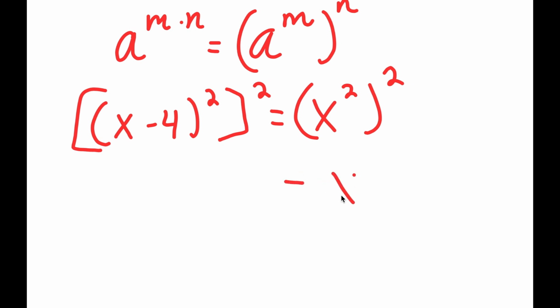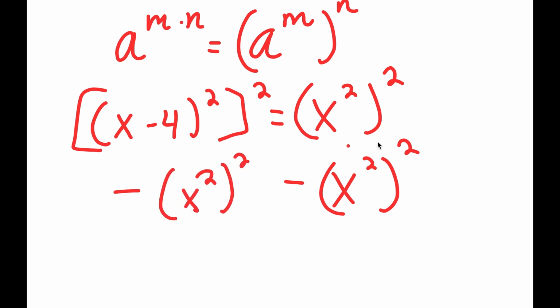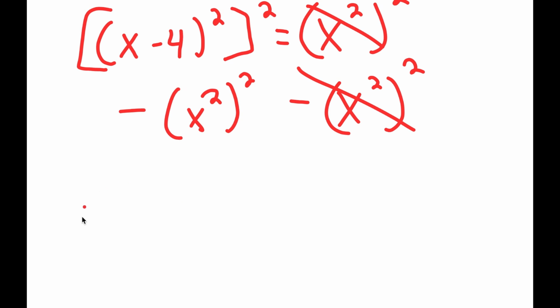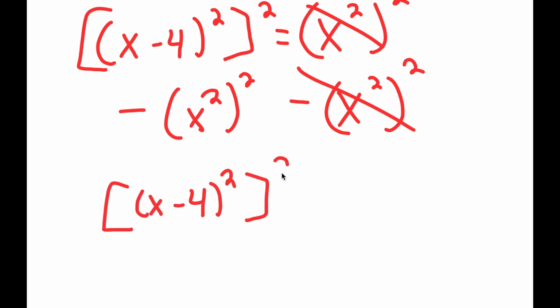Now I'm going to subtract (x^2)^2 on both sides. So these two cancel out, and I get ((x − 4)^2)^2 minus (x^2)^2 is equal to 0.